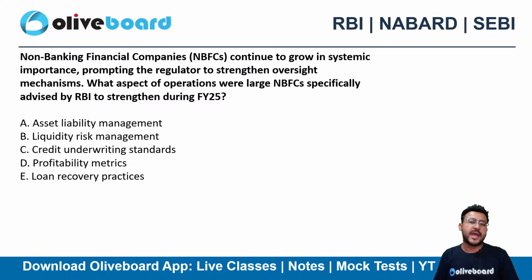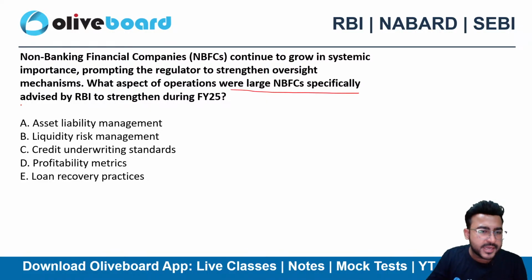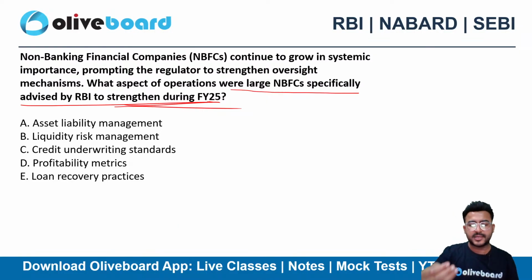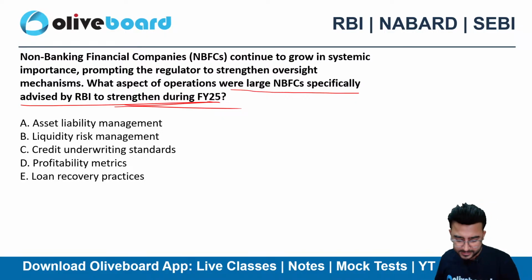Next is, the non-banking financial companies continue to grow in systemic importance, prompting the regulator to strengthen the oversight mechanism. What aspect of operations were large NBFCs specifically advised by the RBI to strengthen during financial year 2025? So RBI has instructed certain large NBFCs regarding a particular aspect. What was that aspect? Was it asset liability management or liquidity risk management, credit underwriting standards, profitability metrics, or loan recovery practices?